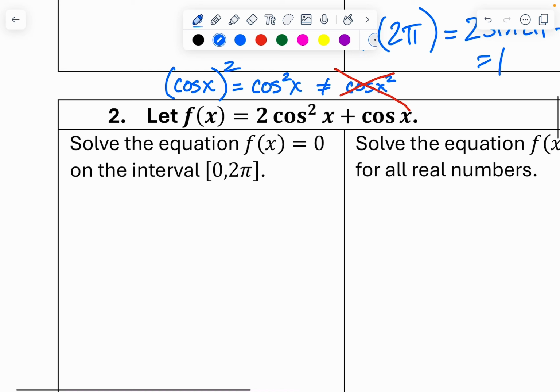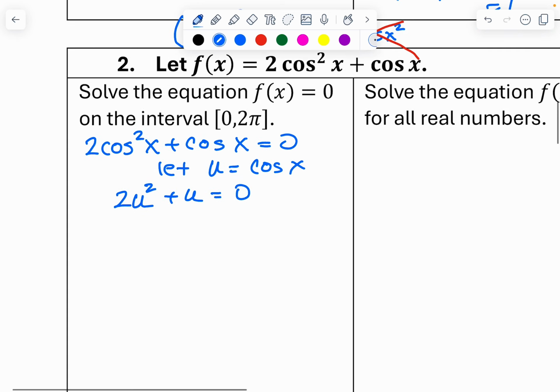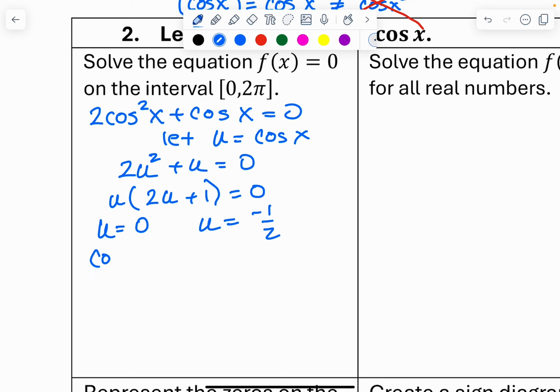You could do a u substitution to start solving this. Not a me substitution, but a u substitution. You don't have to, but let u equal cosine of x, and then we can rewrite this as 2u squared plus u equals 0. And then I can factor out, I think I'm funny, it's up for debate whether that's accurate. And so then I get down to u equals 0 or u equals negative 1/2. Well, we weren't trying to solve for u, we were trying to solve for x. So cosine of x equals 0 or cosine of x equals negative 1/2.